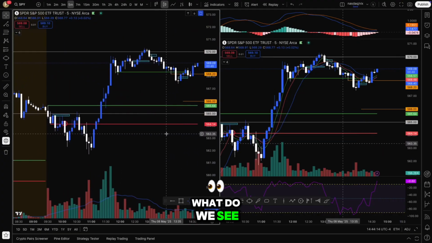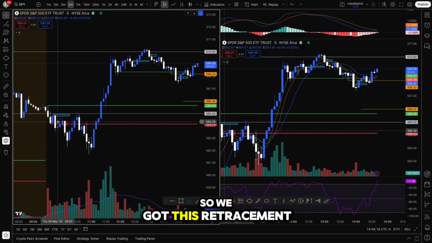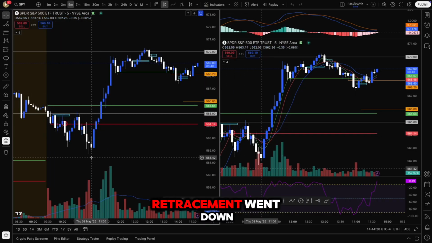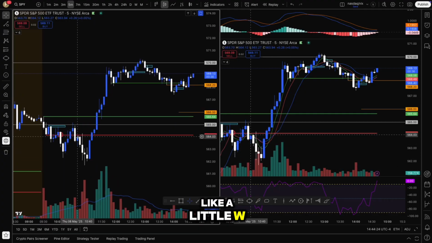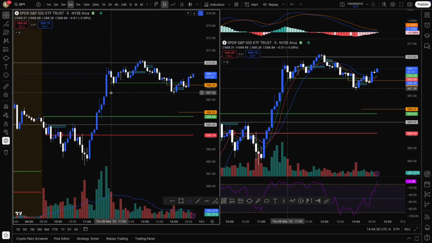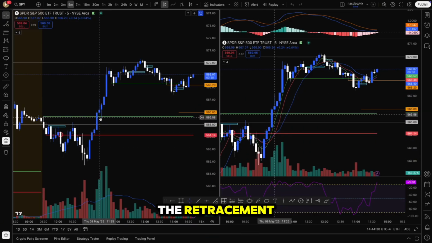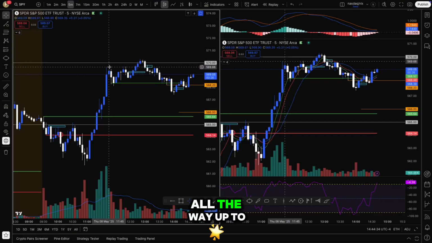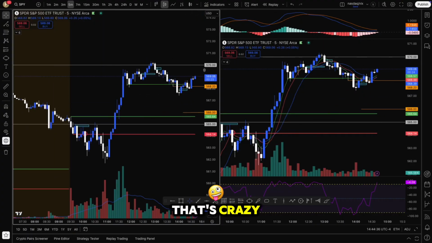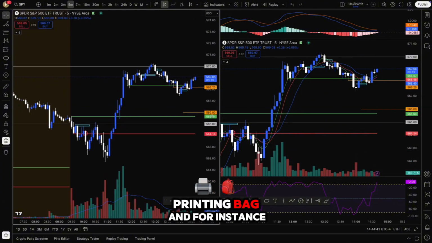So what do we see? Right here we see that we also did come back up. So we got this retracement, went down, retracement, went down. So that's creating like a little W. Boom, boom. And then if you wanted to really wait, you could have waited for the break of structure, the retracement, and then it popped all the way from 565 all the way up to 569. That was crazy. $4 just in that move. You would have made money printing bag.